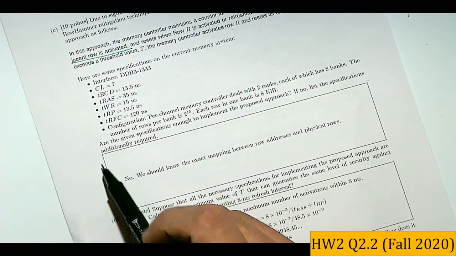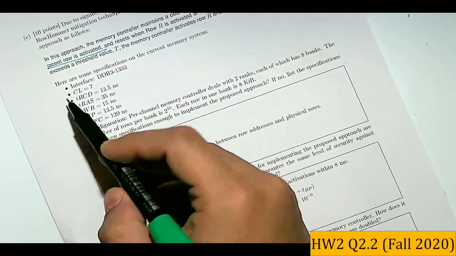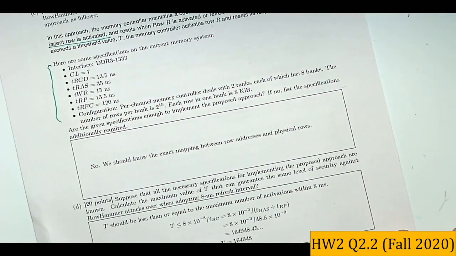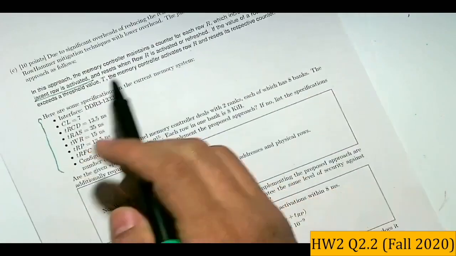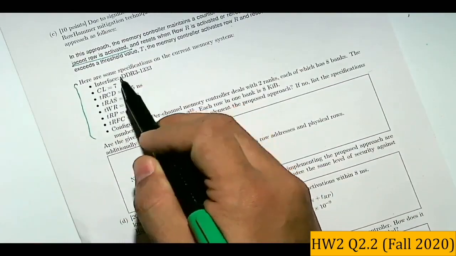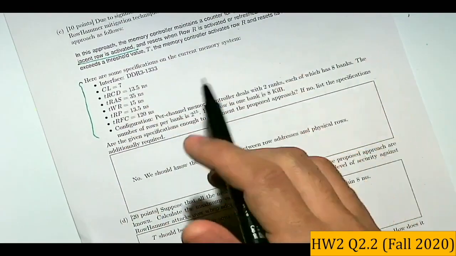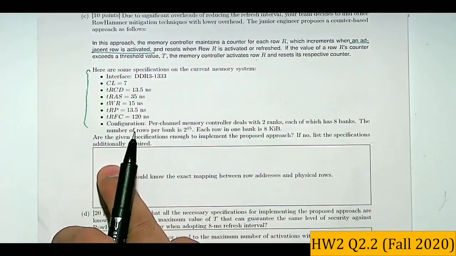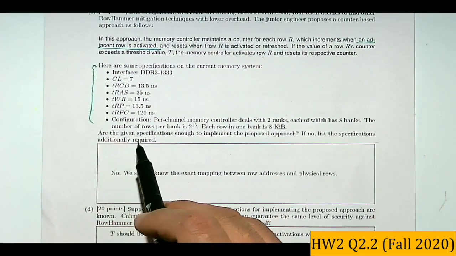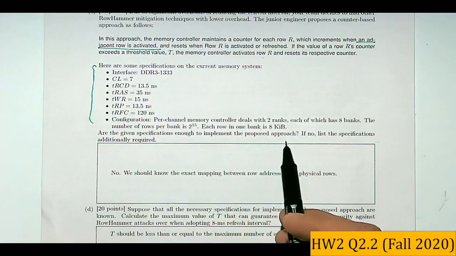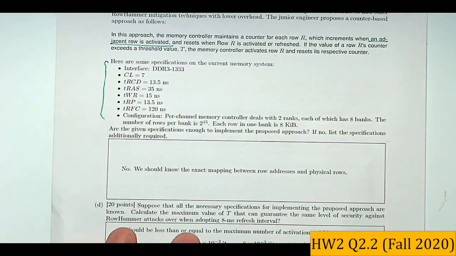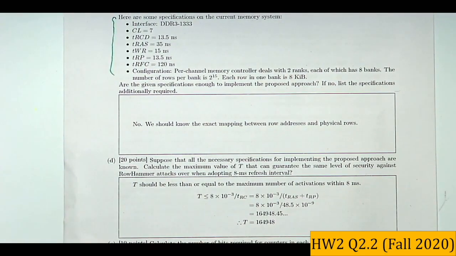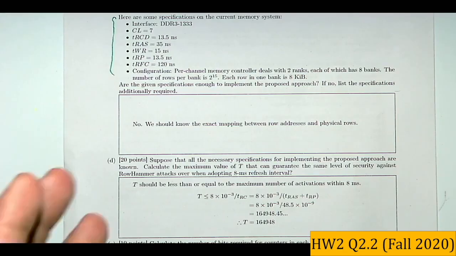So here is a bunch of information about your DRAM modules for now: interface generation, cost, latency, tRCD, and so on. And the question is asking, is the given specification enough to implement the proposed approach? I think it is quite an open question, but it is asking for the essential information to implement this technique.